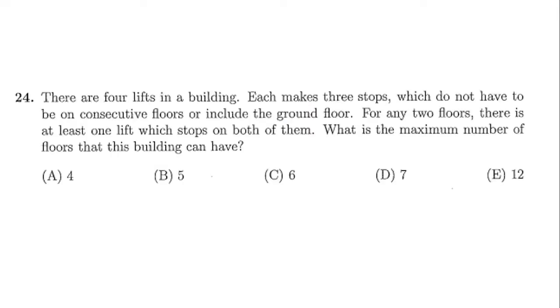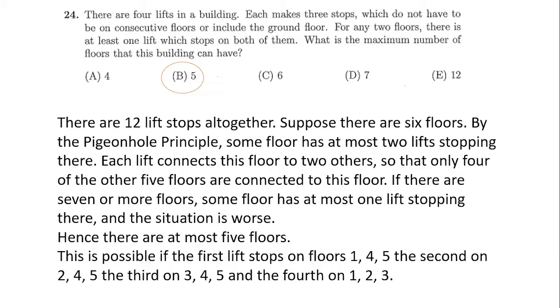Question 24. There are 4 lifts in a building. Each makes 3 stops, which do not have to be on consecutive floors or include the ground floor. For any 2 floors, there is at least 1 lift which stops on both of them. What is the maximum number of floors that this building can have? So there are 12 lift stops altogether. Suppose there are 6 floors.